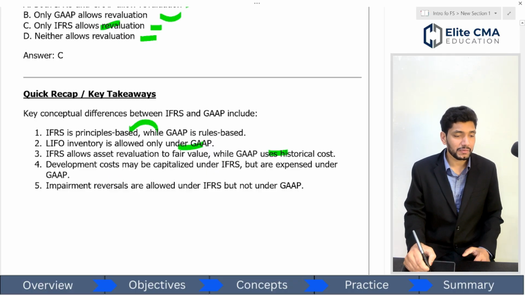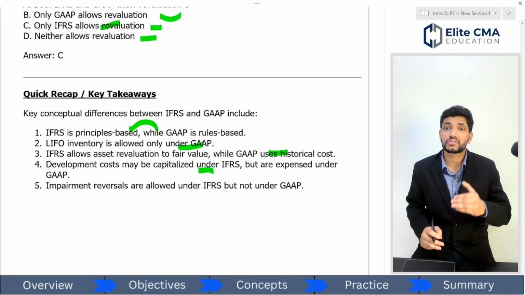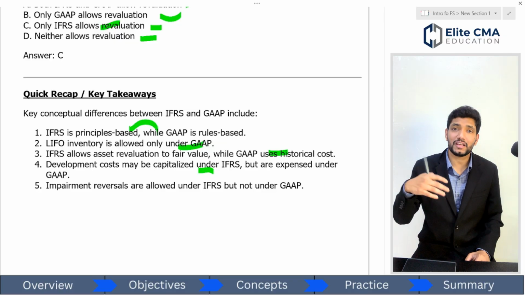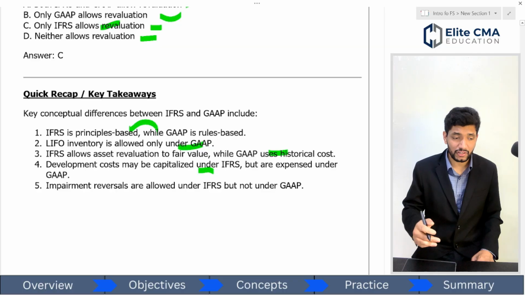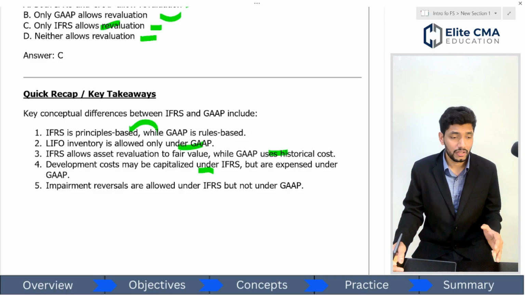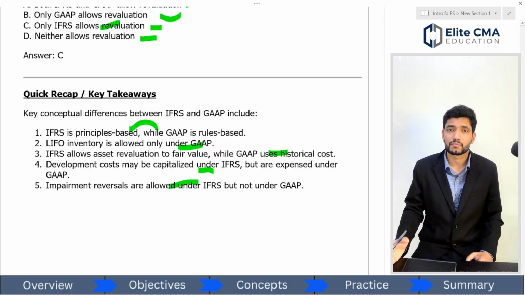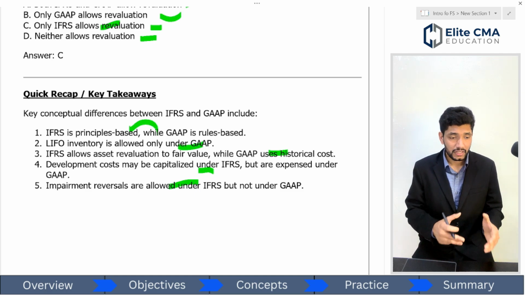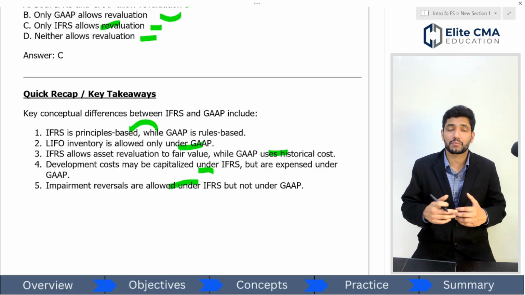Development costs may be capitalized under IFRS, but are expensed under US GAAP. The development cost can be capitalized under IFRS, but it must be expensed in US GAAP. Impairment reversals are allowed under IFRS, but not under US GAAP. You can do impairment in both standards, but the reversal of impairment is allowed only in IFRS, not in US GAAP. You cannot do reversal of impairment in US GAAP.